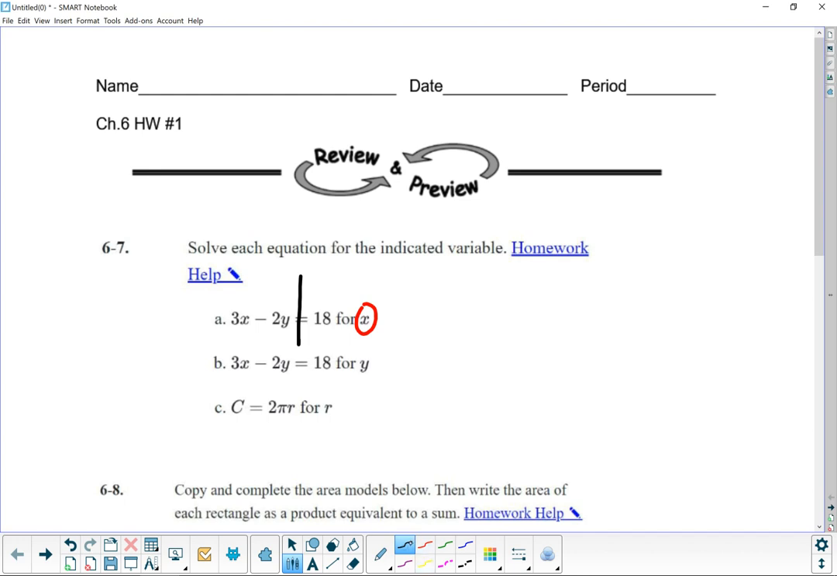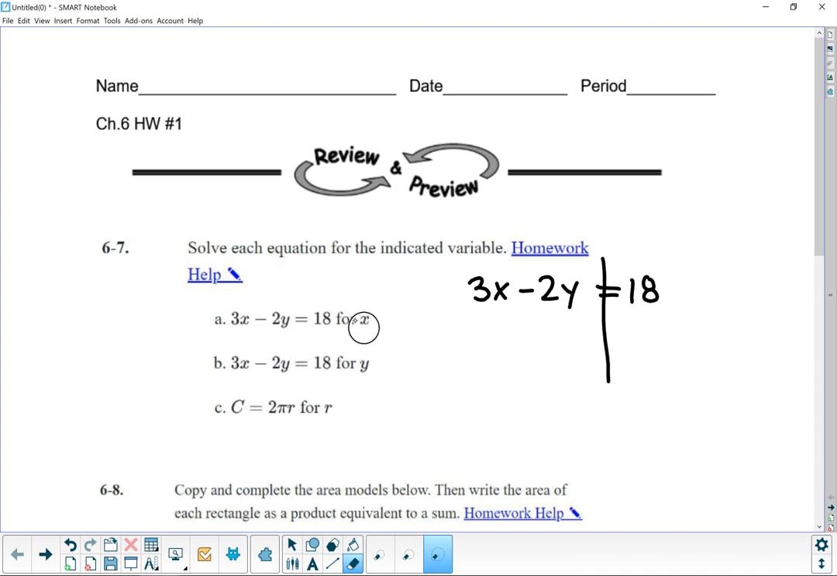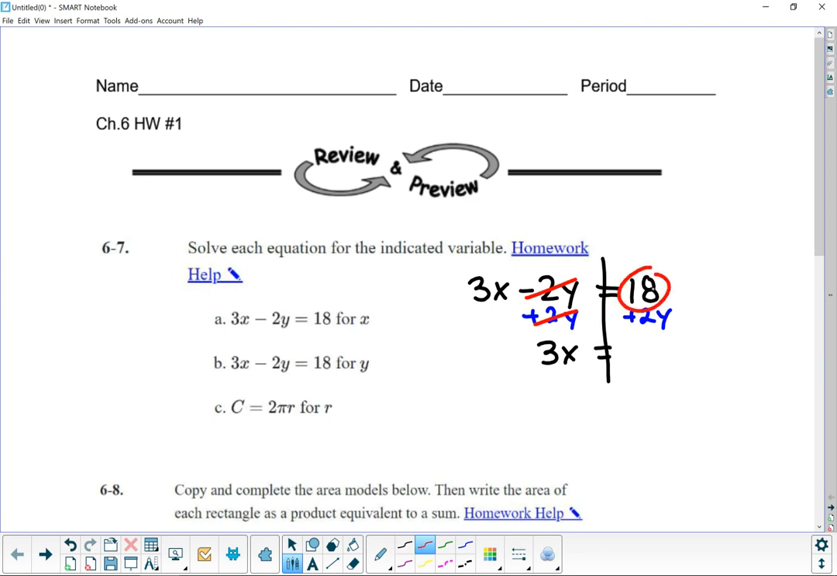Which means that we will have 3x minus 2y equals 18. And what we want to do is solve for x, meaning x should be the last thing sitting there. In this case, we're going to start off with adding 2y, and by doing that, these will cancel, and you will be left with 3x equals, and you cannot put 18 and 2y together. Those don't belong together. Best you can do with that is just sit them next to each other.